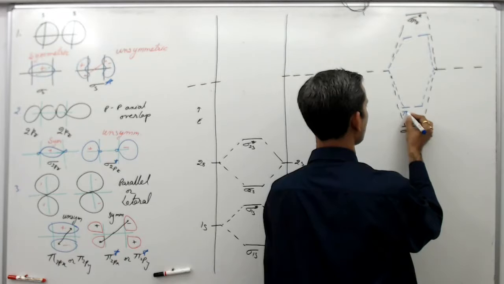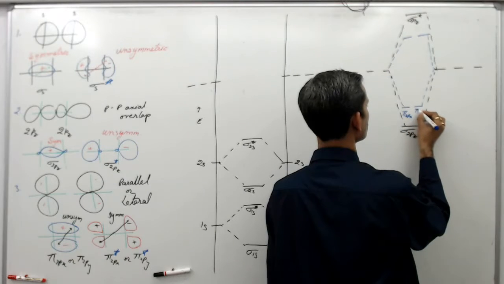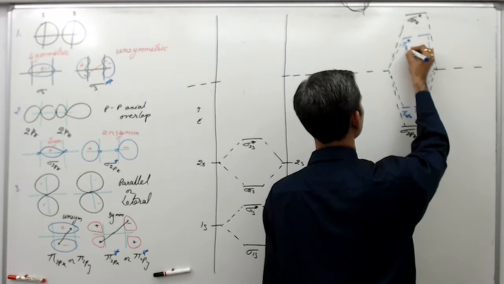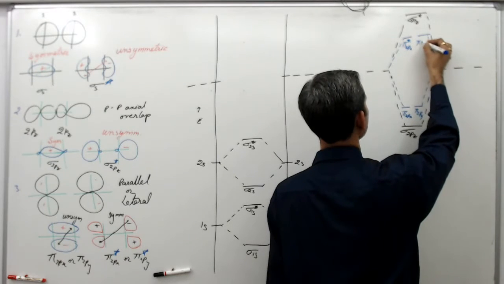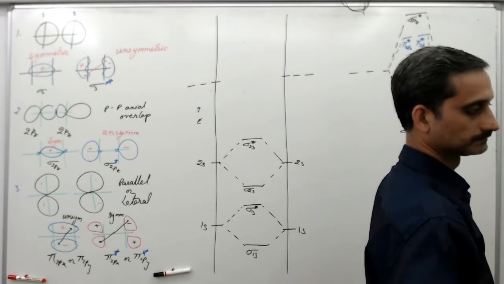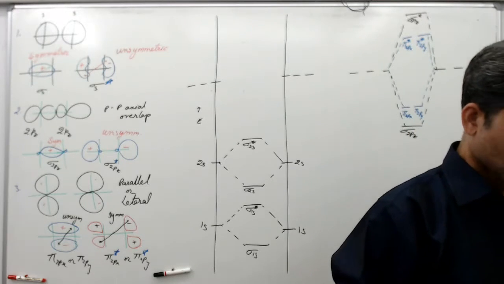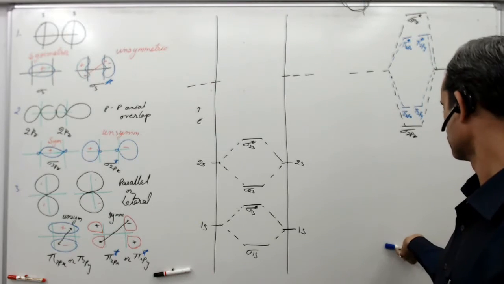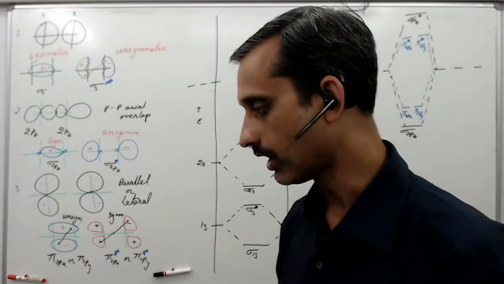This is going to be pi 2px. This is going to be pi 2py. This is going to be pi star 2px. And this is going to be pi star 2py. So that is what the arrangement should be when we talk about the p orbitals.